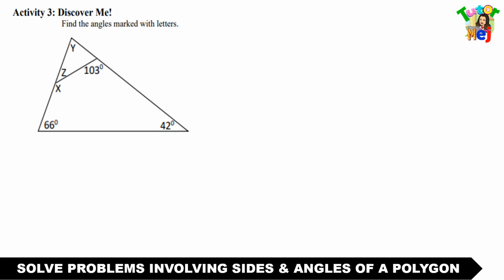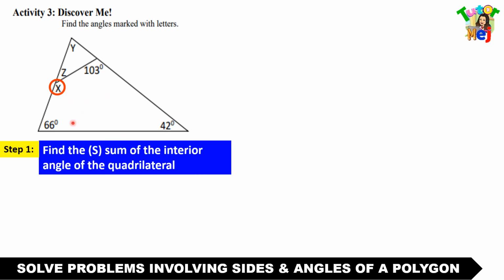Okay, so let's start with activity 3, discover me. So, una nating isosolve dito is to find for the value of x here. So, take note, bago tayo magsimula, kailangan alamin muna natin kung ano ba yung sum measure dito sa loob ng quadrilateral. Okay? So, unang step natin, find the sum of the interior angle of the quadrilateral. Okay, take note, quadrilateral ito kasi we have 4 sides.